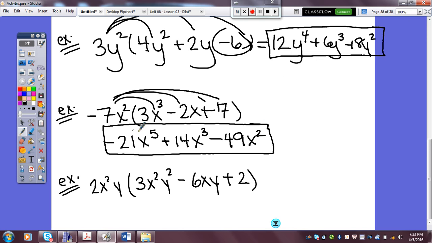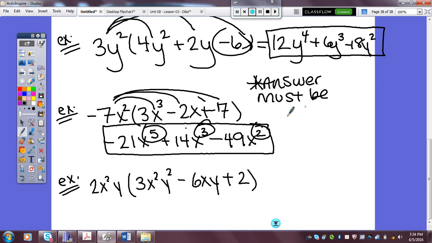Notice also your answer has to be in standard form, biggest degree to smallest degree. So we might want to write that down. Answer must be in standard form.